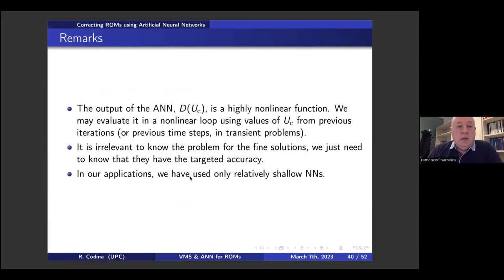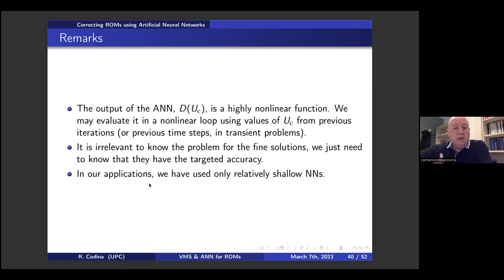Some remarks. The output is a highly nonlinear function. Therefore, if we put that correction in the original equation, we have to linearize it. The way we have explored is simply to evaluate that with values of U in the previous iteration, although we could use also, for example, a Newton-Raphson iteration as well. Another remark is that it is irrelevant to know which is the problem for the refined solutions. The fact is that we have the refined solutions at hand, but the problem for them is irrelevant.